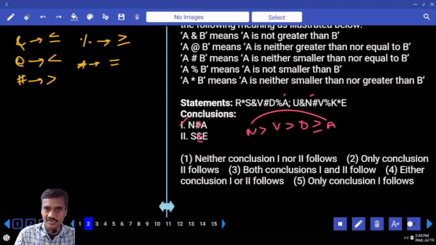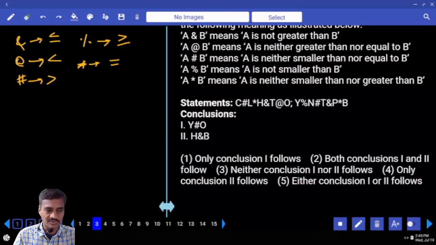Then coming to the next one, S and E. Now in between these two, S and E: where is S? S is here and E is here. Which element is common? N. S and N stands for lesser than or equals to V. And V percentage means V greater than or equals to K. Now between these two opposite symbols, no relation can be drawn. Hence only one follows, choice 5, question number 2.